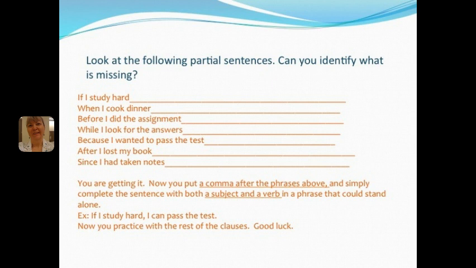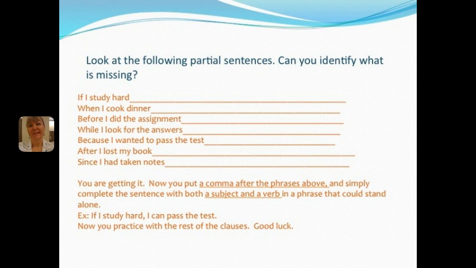I think you're getting it. Now make sure you put a comma after each of the phrases above, and you completed the sentence with an independent clause that would have both a subject and a verb. It would be a clause that could stand alone. If I study hard, I can pass the test. Now you can practice with the rest of the clauses.